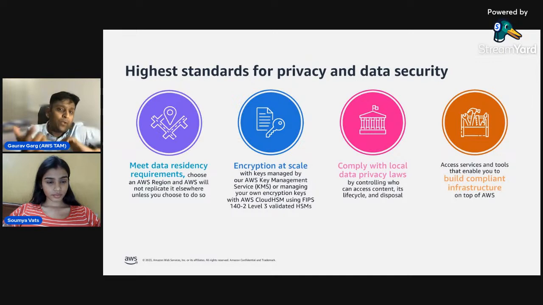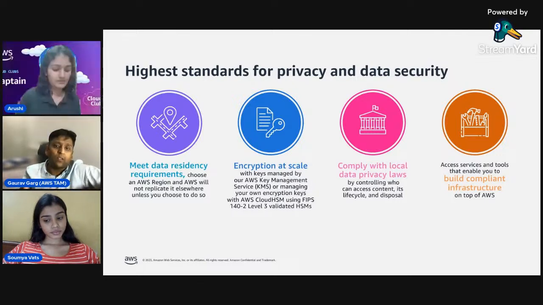So we help you in the cloud to meet your data residency requirements. Let's say you don't want your data to leave the physical geographical boundaries of India. So you have two data centers, two regions to choose from. And then we provide encryption at scale to various services using the AWS Key Management Service. And then we comply with local law and data privacy laws, which I think I mentioned, GDPR and California privacy law as well. So wherever the organizations are coming up with different laws, we try and answer those.